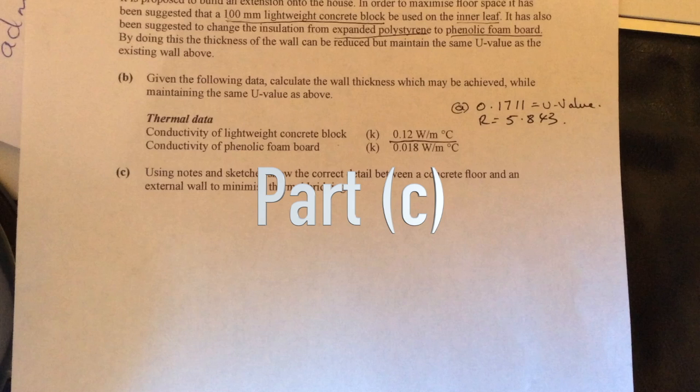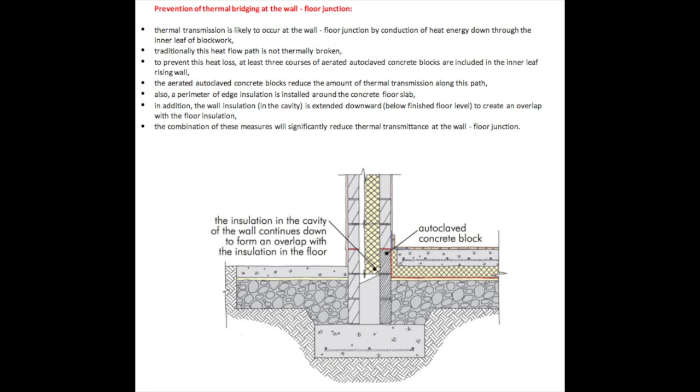So this is part C. You're asked to use notes and sketches to show the correct detail between a concrete floor and external wall to minimise thermal bridging. So basically we'll be using insulation and thermal blocks. So in the diagram here you can see on the foundation, on the inside leaf, you've got autoclave concrete blocks. Now these are really your thermal blocks. You can just call them thermal blocks.